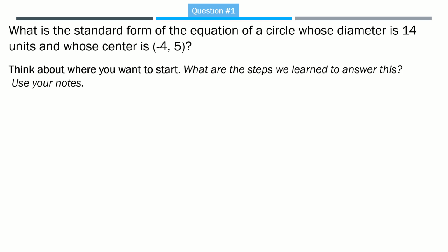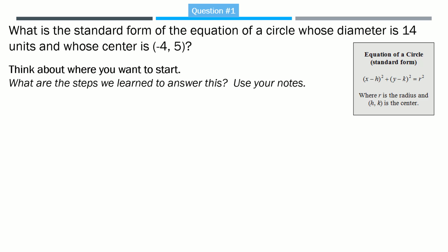The question asked, what is the standard form of the equation of a circle whose diameter is 14 units and whose center is -4, 5? All right, I want you to think about where you want to start. What are the steps that we learned during class and in the course online to answer this question? You can use your notes during the test.